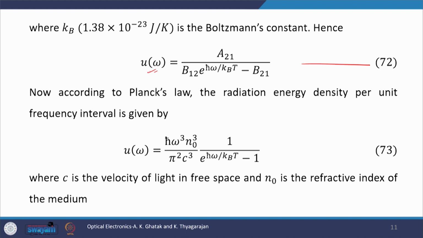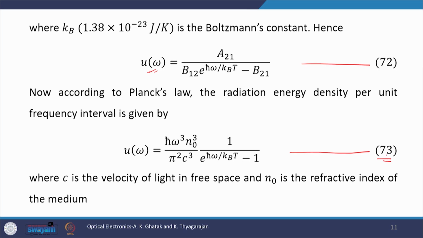But we also have Planck's formulation for the energy density, and according to Planck's law, the radiation energy density per unit frequency interval is given by equation number 73. Now, we will compare equations number 72 and 73, because on the left hand side we have the same term u omega. In this expression, c is the speed of light in vacuum or free space, and n naught is the refractive index of the medium.